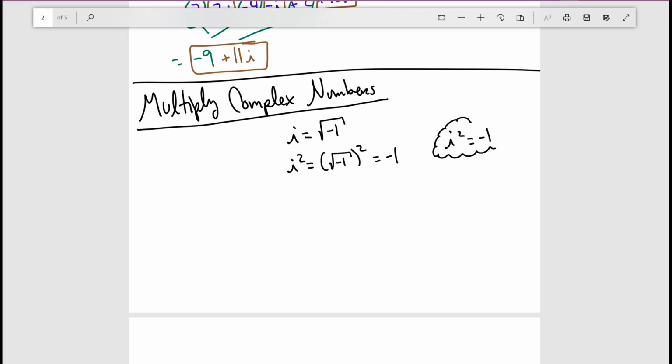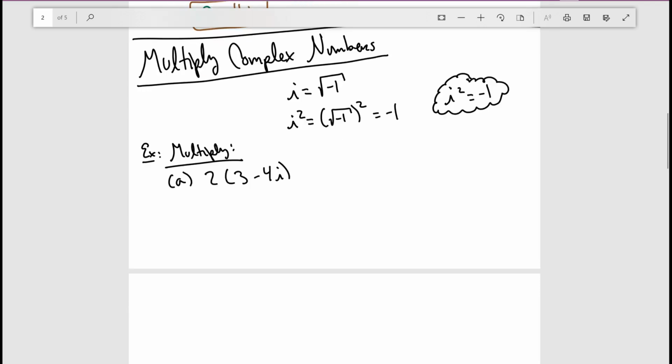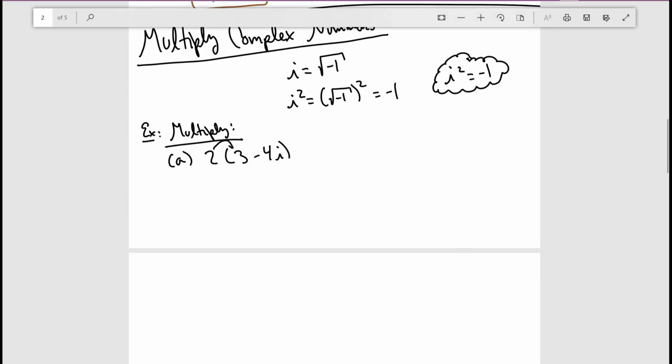So this one, make sure that you really know. We're going to be using it a lot. Okay, so here's my example. My example is to multiply. Let's first start off with part A, 2 times 3 minus 4i. This one's pretty simple. All we've got to do is distribute this out. So we're going to have 2 times 3, which gives me 6, minus 8i. And that's it. So it's just a number being multiplied to another complex number.